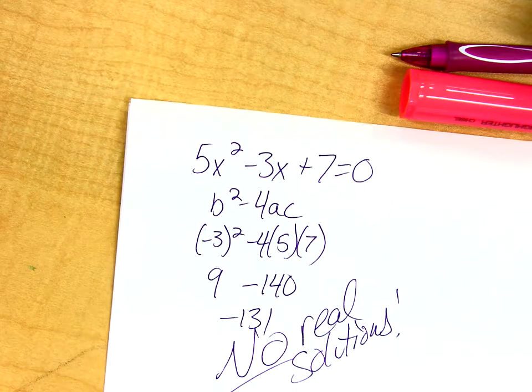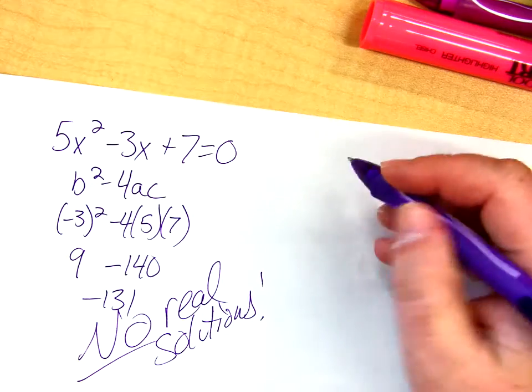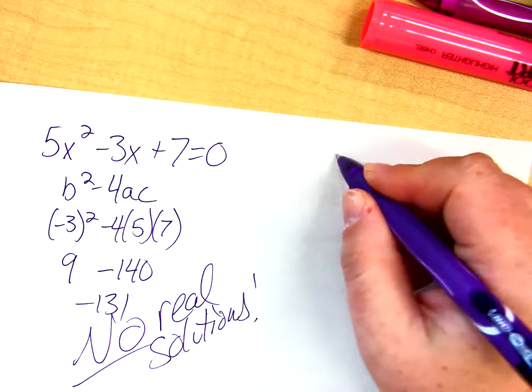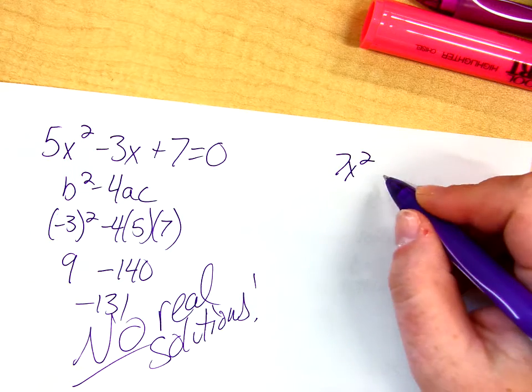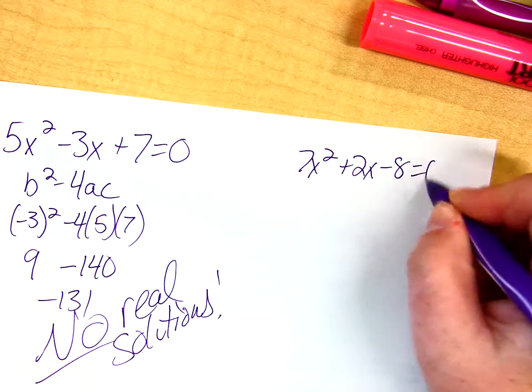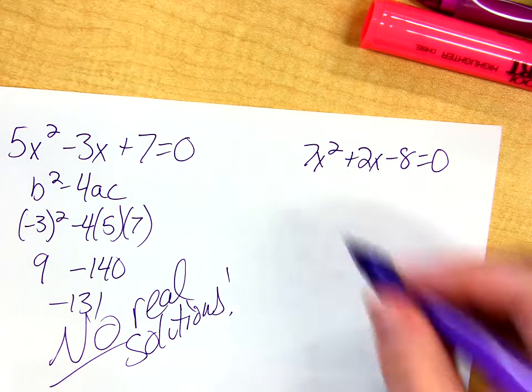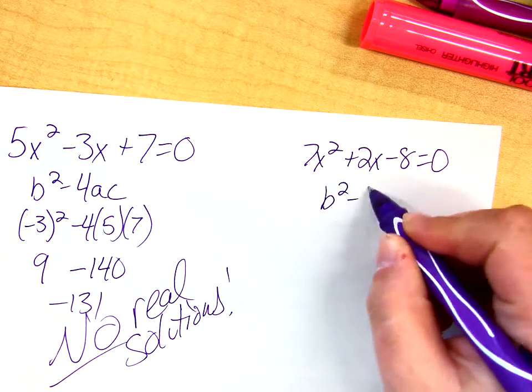Okay, let's try another one. All right, give me a number, negative 10 to positive 10. 7. Give me another one. 2. Give me another one. Negative 1. All right, let's try this one. We'll try the same thing: b squared minus 4ac.